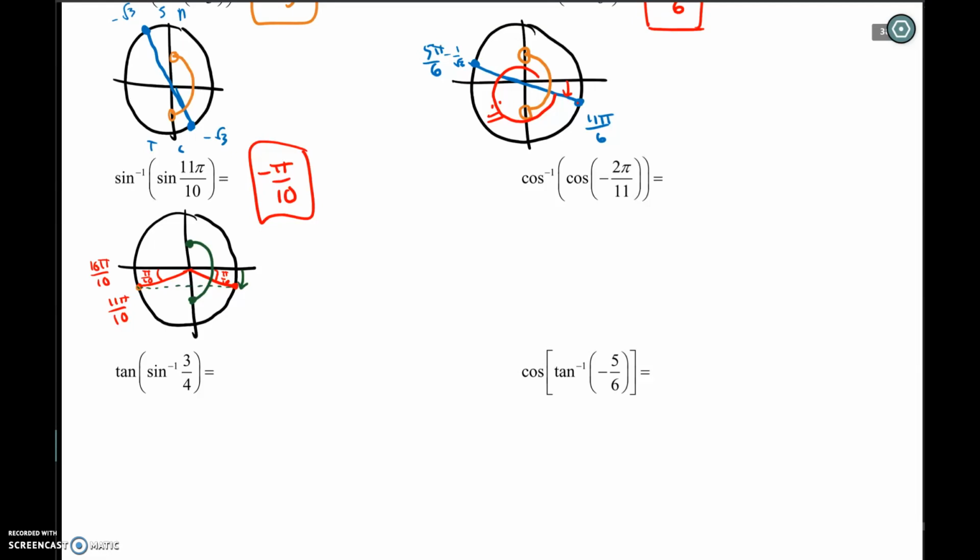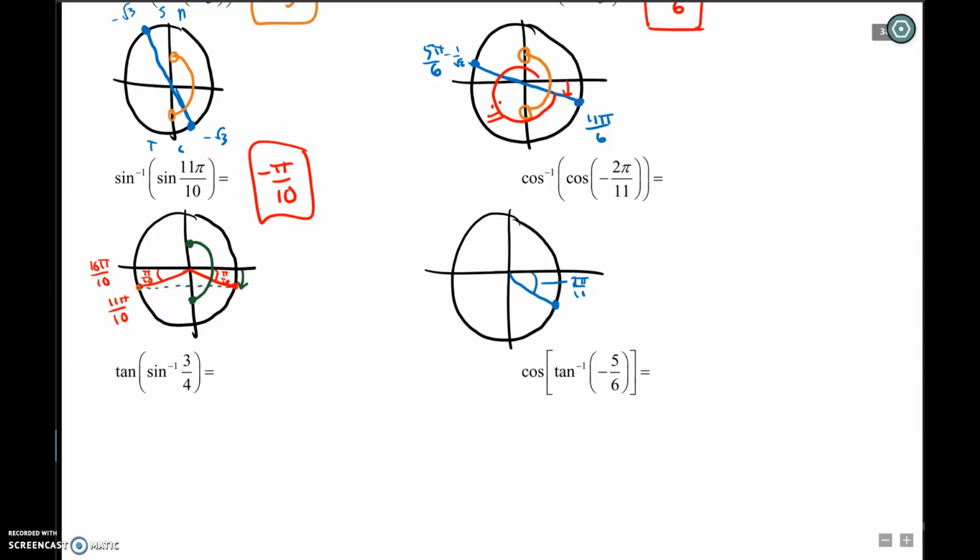Okay? Inverse cosine of the cosine. All right. Find the angle. Negative 2 pi 11ths. That's going to be down here somewhere. The reference angle is going to be 2 pi 11ths.